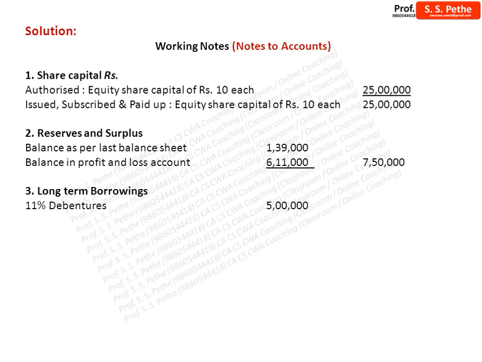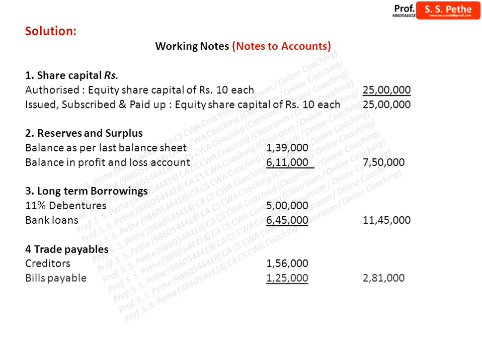Long term borrowings, debentures 5 lakh, bank loan 6,45,000. So it gives you 11,45,000. Trade payables, creditors and bills payable. It gives the total of 81,000.